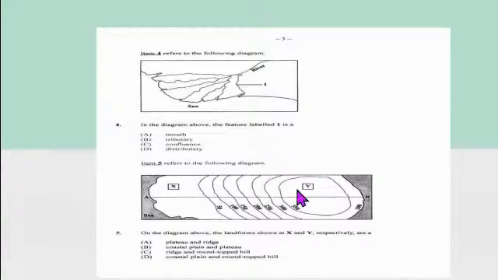Let me see if anyone responded to the feature. Nobody? That's a delta. All right, so that is a delta. When the materials from the river at the mouth stretches out and it creates like a fan, a large wide area of deposition, it's like a fan that is created at the mouth of the river that is called a delta. Okay? Let's move on.